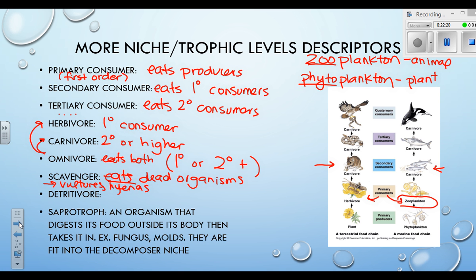A detritivore, which is also not part of every food chain, but in the lot they might be present. A detritivore eats waste. So it doesn't break the waste down and return it to the soil. That's a decomposer. A detritivore eats waste. So for example, let's go with something like a dung beetle. The organisms that you find feeding on piles of dog poop at the park, they are detritivores.